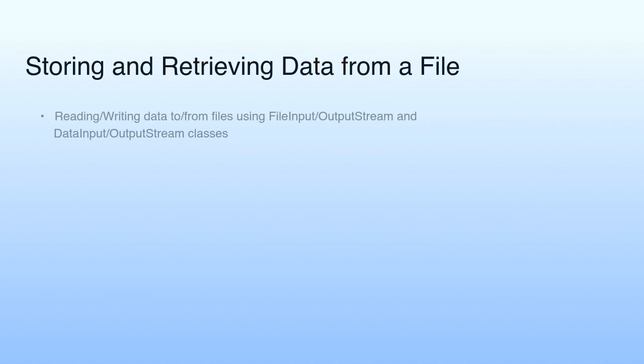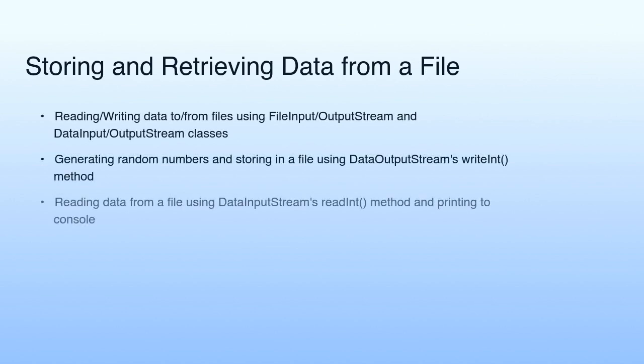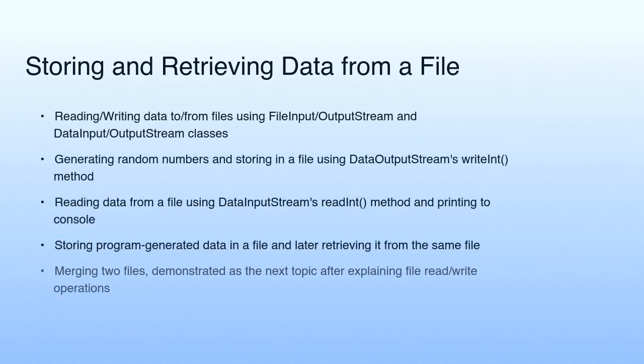Reading and writing data to and from files using the FileInputStream, FileOutputStream, DataInputStream, and DataOutputStream classes is covered. The program generates random numbers and stores them in a file using the DataOutputStream's writeInt method. It then reads the data from the file using the DataInputStream's readInt method and prints it to the console, demonstrating how to store program-generated data in a file and later retrieve it from the same file.